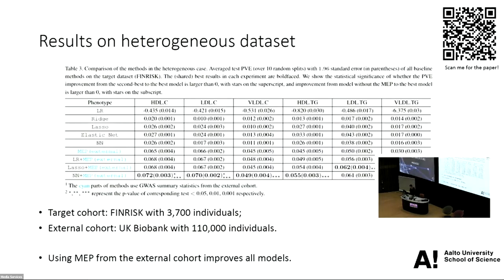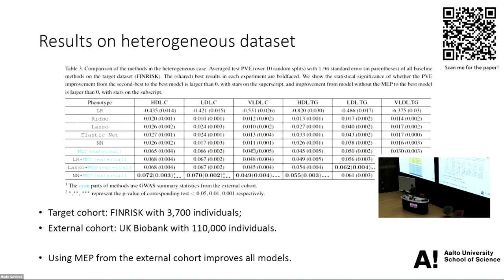In the paper, we did experiments on a simulation dataset and real-world datasets, including homogeneous and heterogeneous datasets. But here, I only show the results on the heterogeneous dataset. The setup is that the target cohort is a Finnish dataset where we have fewer than 4,000 individuals, but fortunately we can access the individual-level data. We also assume we have an external cohort, which is a British cohort from the UK Biobank with more than 100,000 individuals. However, we assume we cannot access the individual-level data, only the GWAS summary statistics.